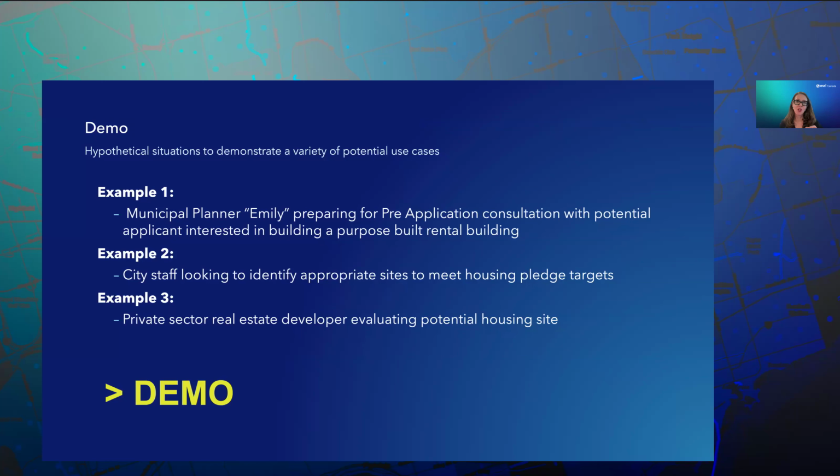So the first one we're going to go through is an example of a hypothetical planner named Emily at the City of Vancouver who needs to prep for a pre-app meeting. The second example is identifying sites that might be appropriate for housing in Calgary, so we'll do a quick jump to Calgary. And we're also looking at how we identify city-owned parcels. I've got an example in Victoria that I want to show you.